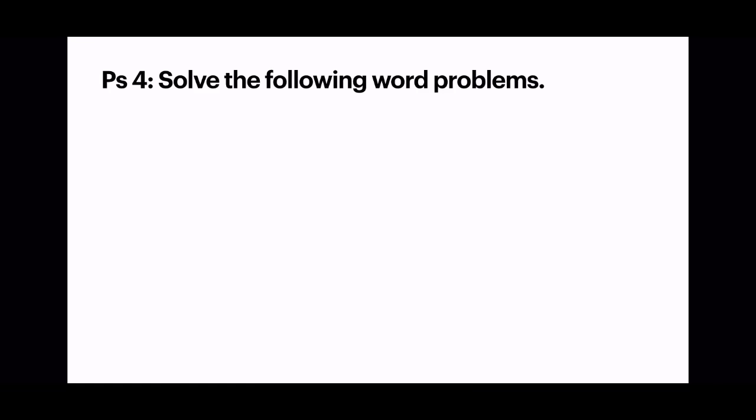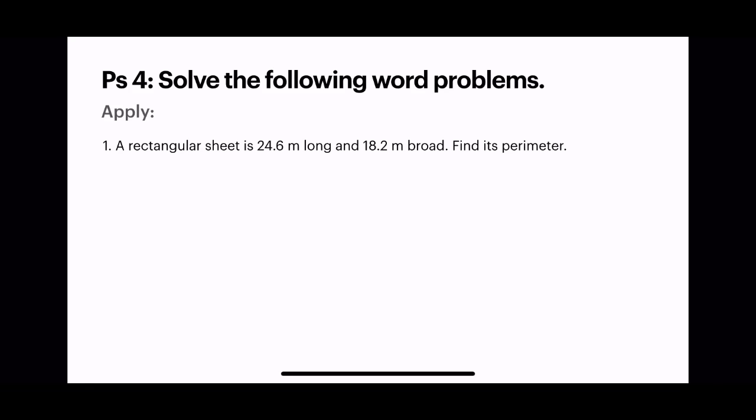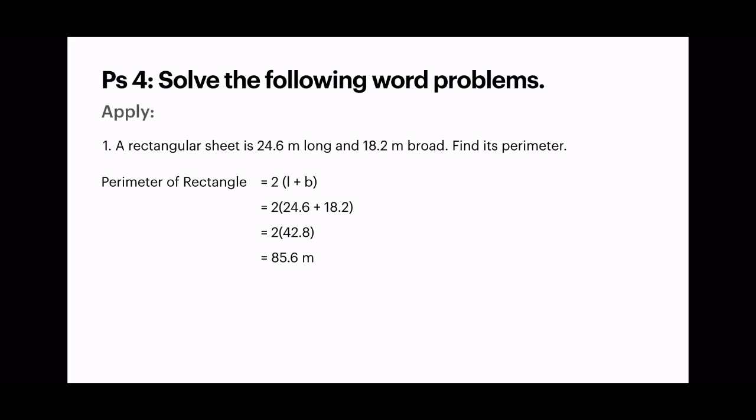Problem set 4. Solve the following word problems. Let us see in the apply part the first sum. A rectangular sheet is 24.6 meters long and 18.2 meters broad. So find its perimeter. The perimeter of a rectangle is 2 into L plus B, which is equal to 2 into 24.6 plus 18.2, which is equal to 2 into 42.8, which is equal to 85.6 meters.